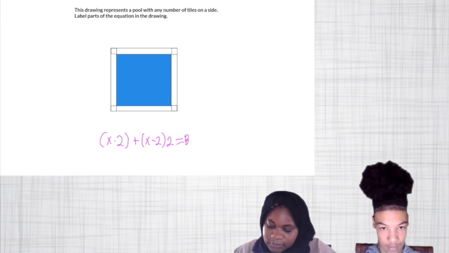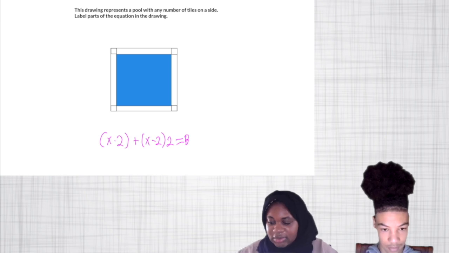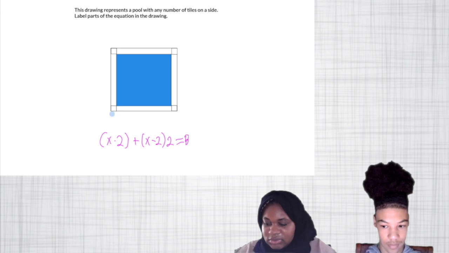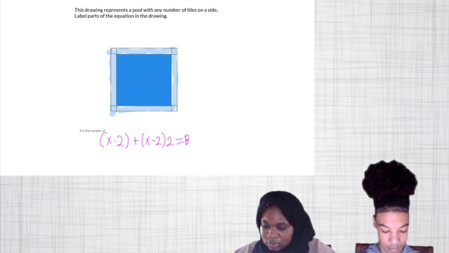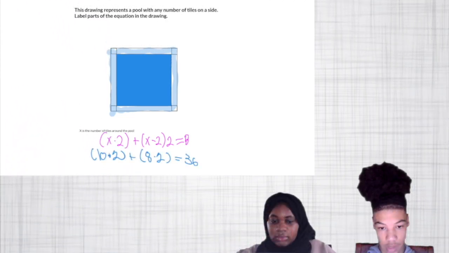Okay, well, I'll do the first x. I'll do x. X is all of this. It's just everything around. So can you write down what x is? Halima said x is the total number of tiles in the border.